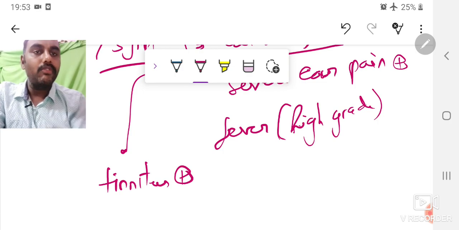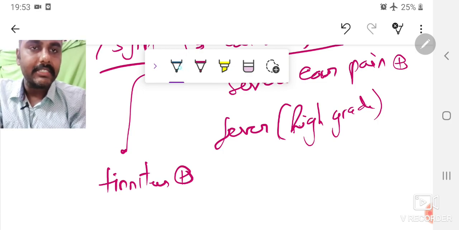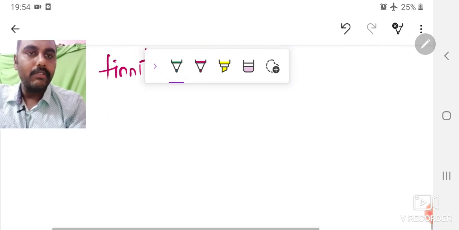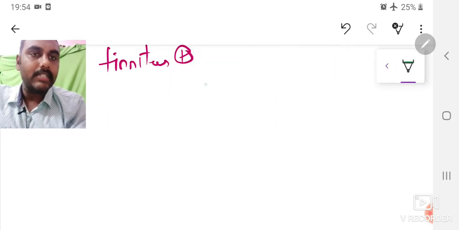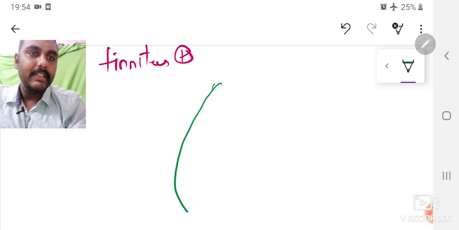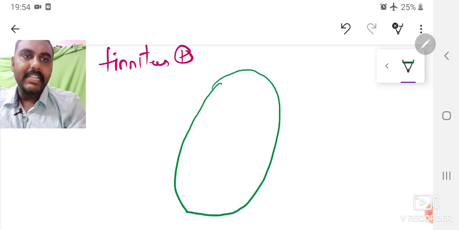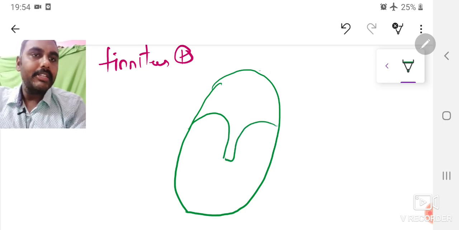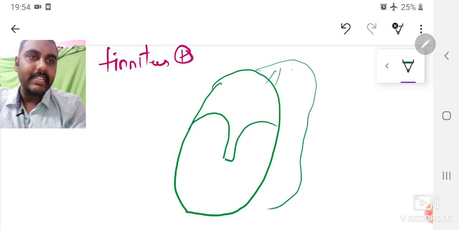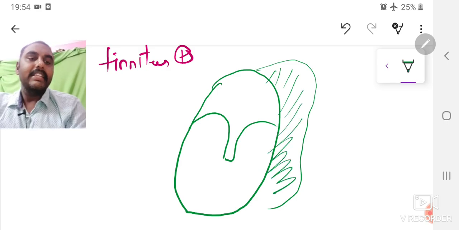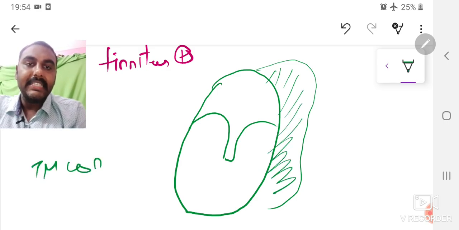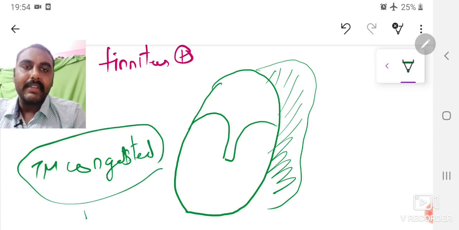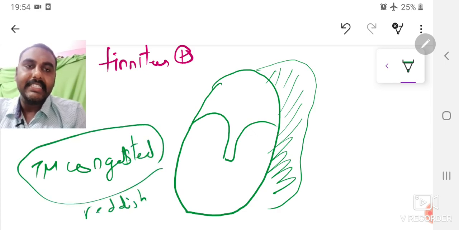Okay. So, now how will the signs appear? When we see the tympanic membrane, as a doctor we are examining the tympanic membrane. As I said, right now the tympanic membrane won't be retracted. Because of the accumulation of this fluid here, the tympanic membrane will appear reddish and congested.